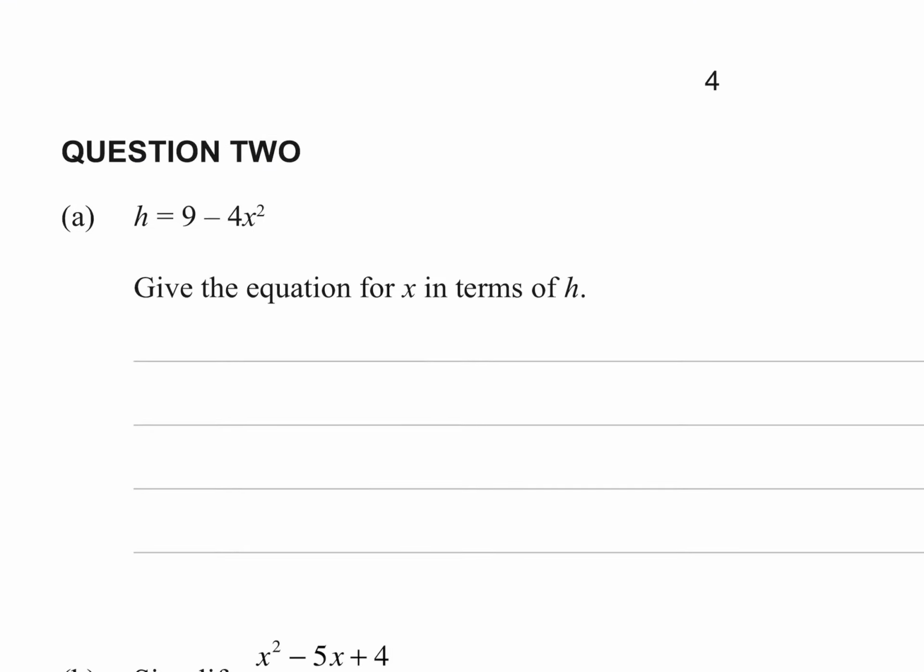Question 2. h equals 9 minus 4x squared. Give the equation for x in terms of h. Like I just said in the last question, when it says something in terms of something, x is the subject, and we're going to find it in terms of h only. That means how many h's plus something equals x.